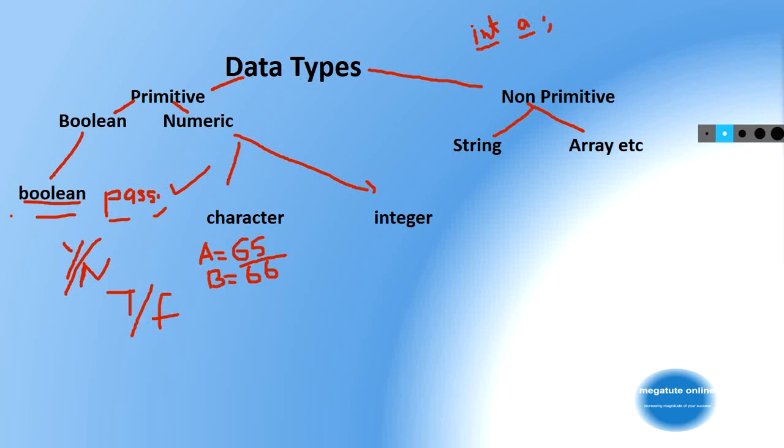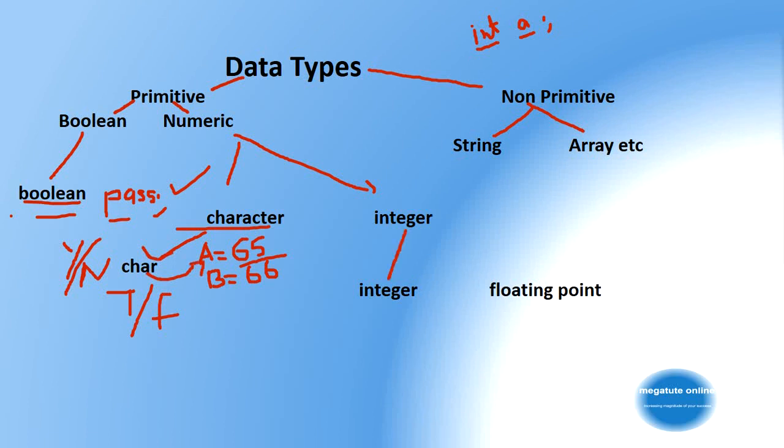Now under the numeric category, we have under the character group first, we have char, all right. Under integer, we have integer and a float. So this is the character group or category under which we have char, which actually stores A and B.